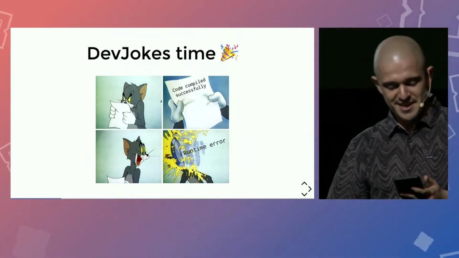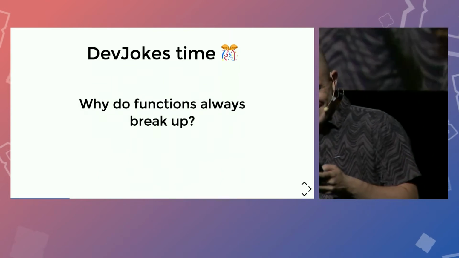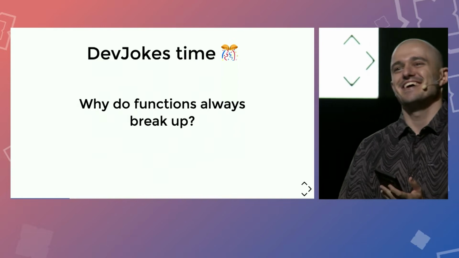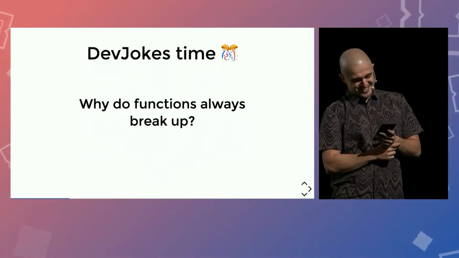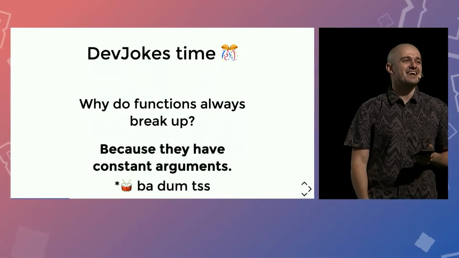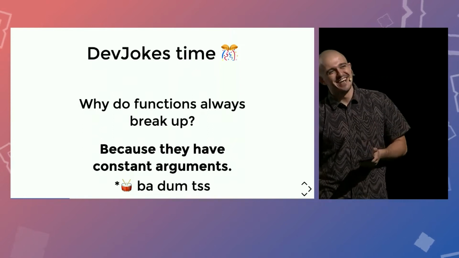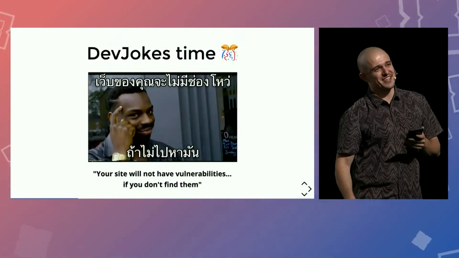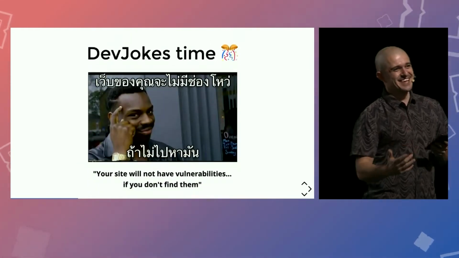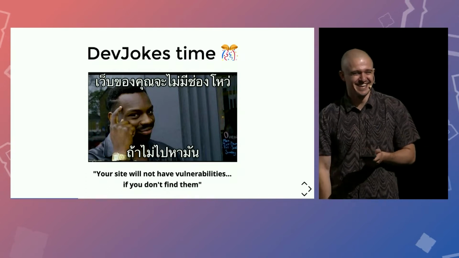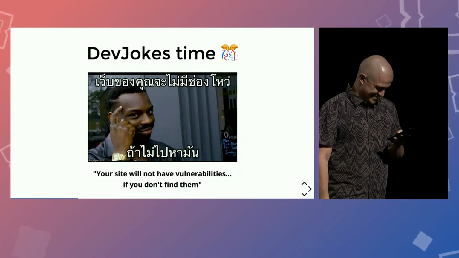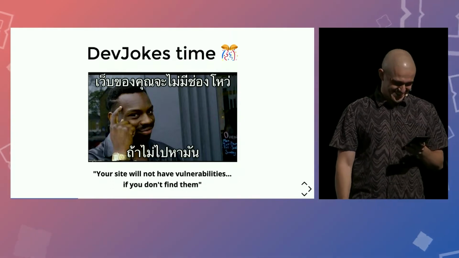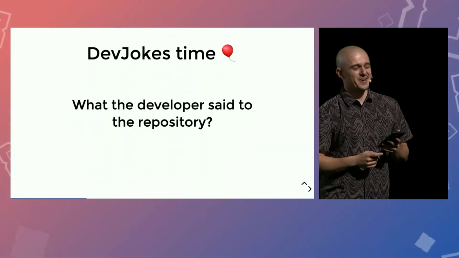I have another question for you. Why do functions always break up? Any guess here? So basically, because they have constant arguments. This is not that good, but yeah. And yeah, I couldn't be here without this one. A title joke, so yeah. If you don't find it funny, you're good, and you can go. Okay, and the last joke, and then we go through the demo.